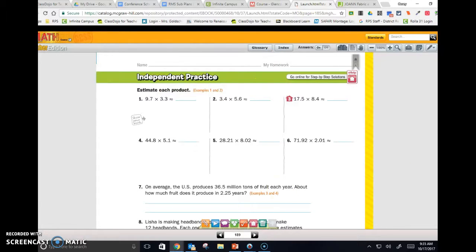Okay. So, on number 1, we have 9.7 times 3.3. We're on page 189. 9.7. How many people think we're going to take it to 9? How many people think we're going to take it to 10? It's 10 because 7 means we're going up. 3.3. How many people say 3? How many people say 4? It is 3. So your answer is 30.